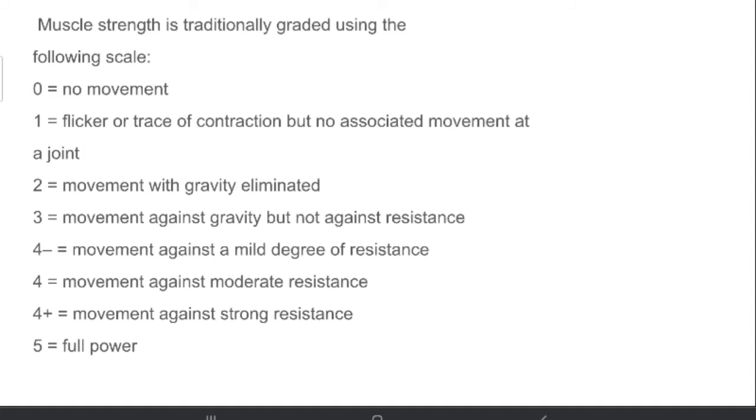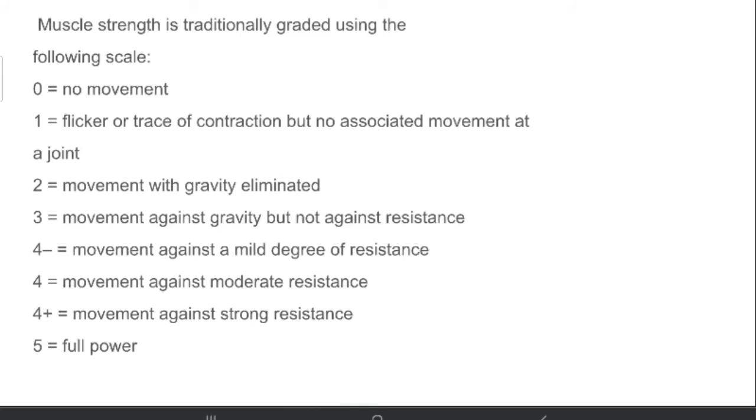Then for grade 4 we have three categories: 4 minus, 4 and 4 plus. 4 minus means movement against a mild degree of resistance, 4 means movement against moderate resistance, and 4 plus means movement against strong resistance. And 5 means full power. So this is the muscle strength grading.